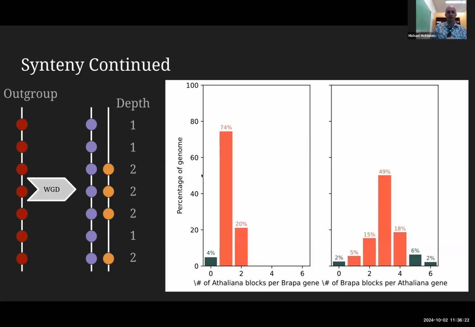Oftentimes, they come in pairs. One from the perspective of your outgroup, which, because it doesn't share the whole genome duplication, you would expect to be primarily 1-to-1. In the case of Arabidopsis and Brassica rapa, they do share a much older duplication, so there is a little bit of elevated 2-to-1. But then going the inverse direction, Brassica rapa has a known whole genome triplication, which we can see here as these elevated syntenic depth equal to 1-to-3.